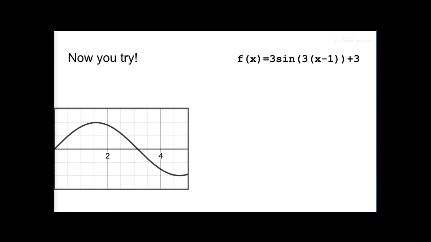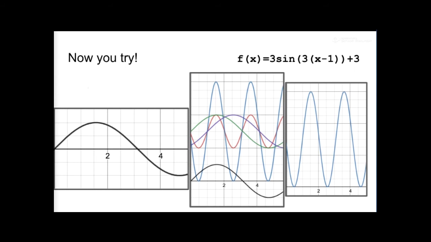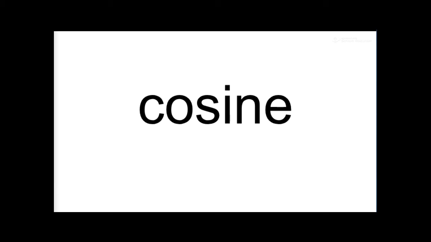So there's our original sine function. There's all the transformations put together step by step. And there's our final function, f of x equals 3 sine of 3x minus 1 plus 3. Now let's move on to cosine.